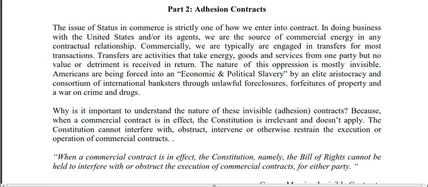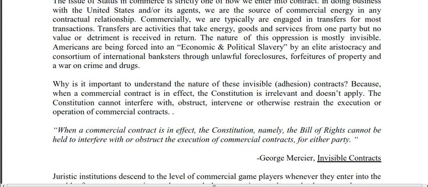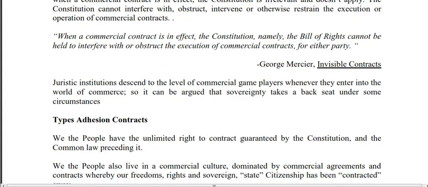The Constitution cannot interfere with, obstruct, intervene, or otherwise restrain the execution or operation of commercial contracts. When a commercial contract is in effect, the Constitution, namely the Bill of Rights, cannot be held to interfere with or obstruct the execution of commercial contracts for either party. George Mercier, Invisible Contracts.